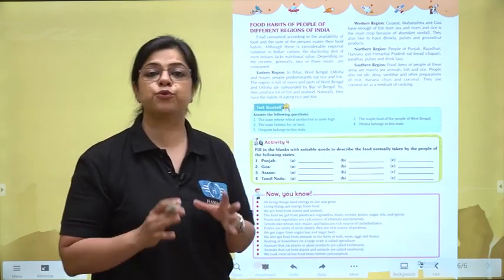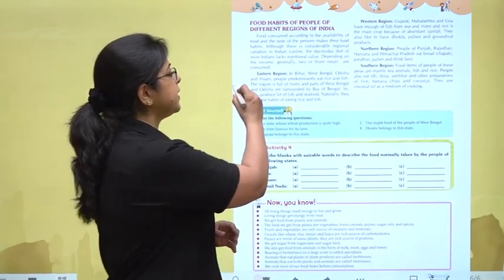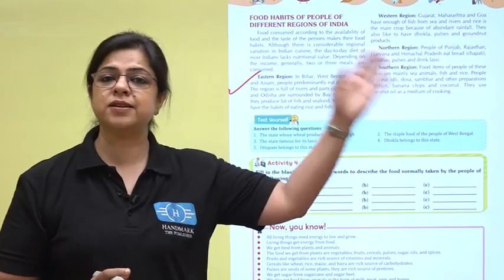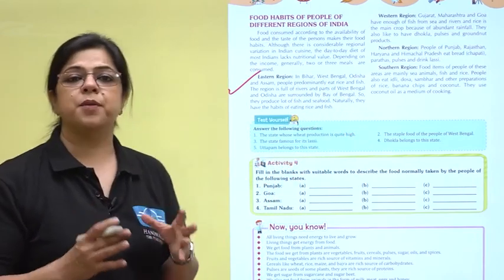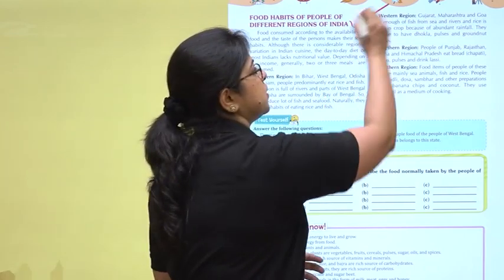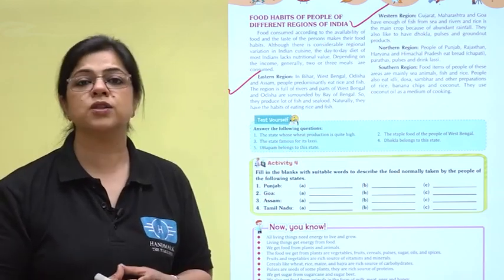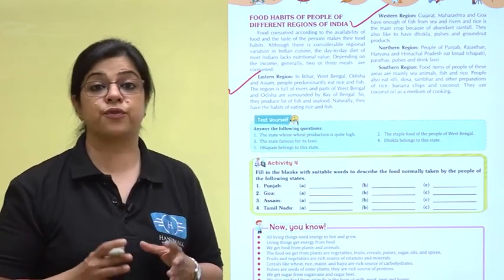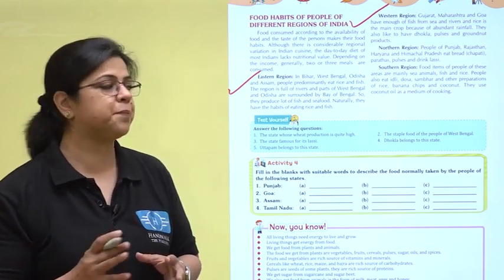Next, we come to food habits based on various regions. Let us understand the eastern regions. The eastern regions like Bihar, West Bengal, Odisha and Assam predominantly eat rice and fish. The western regions like Goa, Maharashtra, Gujarat are also fond of rice, but they are also fond of items such as dhokla and thepla.